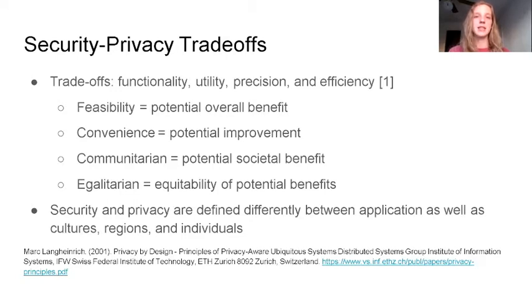Second, the convenience of the system refers to the potential improvement over typical systems. Does it offer a marked benefit over non-smart city systems? Third, the communitarian aspect of the system is the potential societal benefit of the system. Does it do more harm than good to society? Fourth, the egalitarian aspect of the system is the equitability of potential benefits. Does the system benefit only one group of people at the cost of another, or does it benefit all?